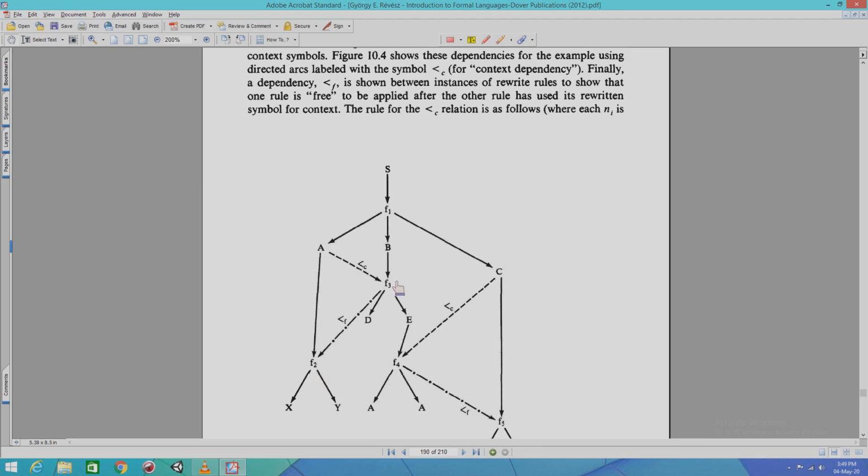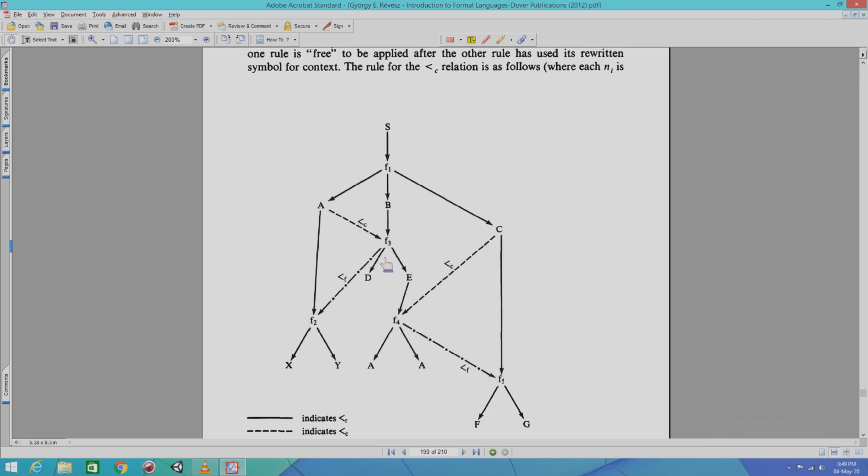I repeat, in this graph we have another kind of dependency, written as the less than F sign. Finally, a dependency less than F is shown between instances of rewrite rules to show that one rule is free to be applied after another rule has been used. So this rule can be applied only when this rule has been used. So if you use it first, then this rule will not be applicable. So this can be used before this. This kind of dependency is indicated by this term.